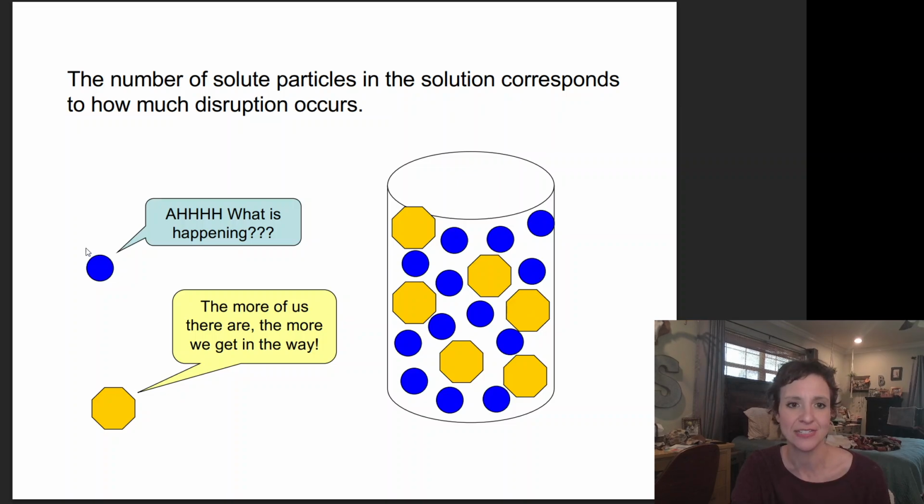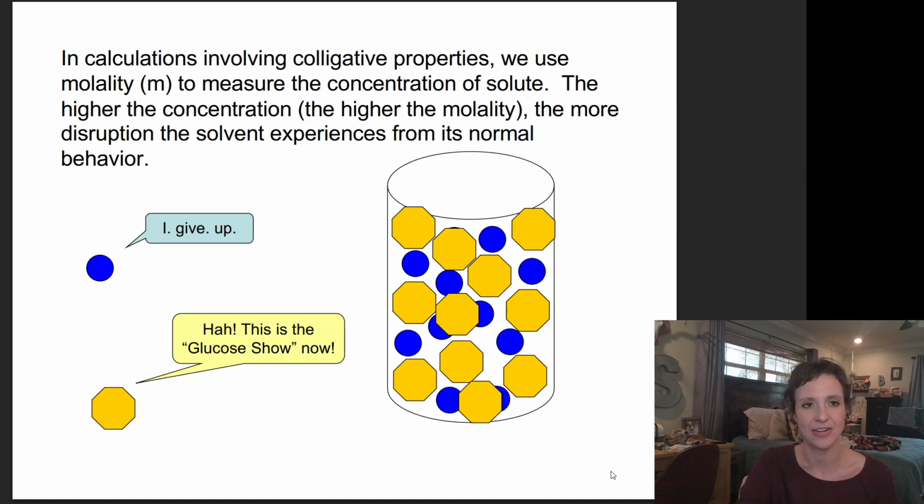So the water molecule says, what is happening? Glucose says, the more of us that there are, the more we get in the way. More disruption, you guys. Oh my goodness. Water molecule says, I give up. And then glucose says, this is the glucose show now.